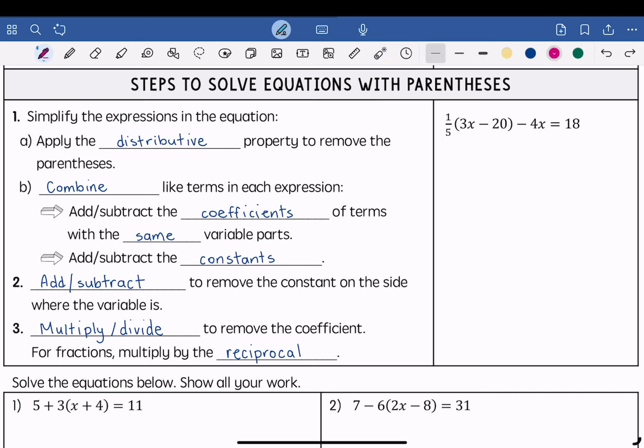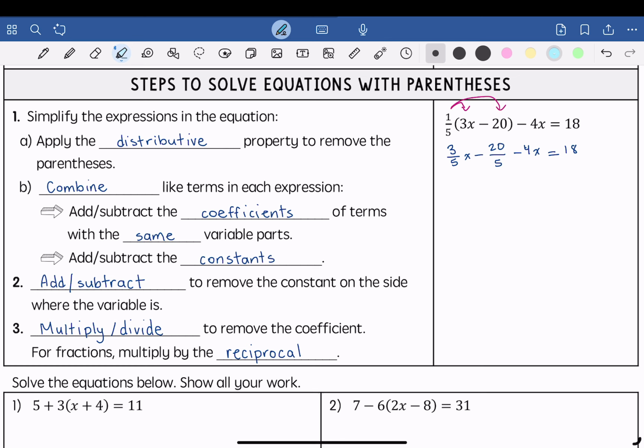I'm going to draw the rainbow. So 1 over 5 times 3x and 1 over 5 times negative 20, which is equal to 3 over 5x minus 20 over 5. And then I'll rewrite the rest of the equation. Equals 18. So now I have two terms here that are like terms in the expression on the left side.